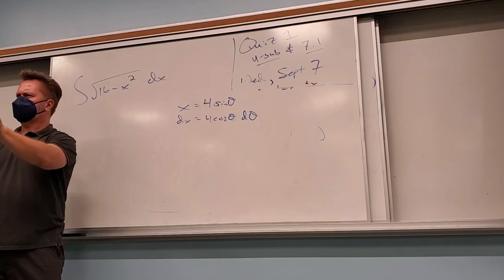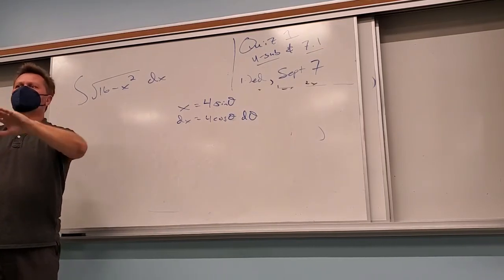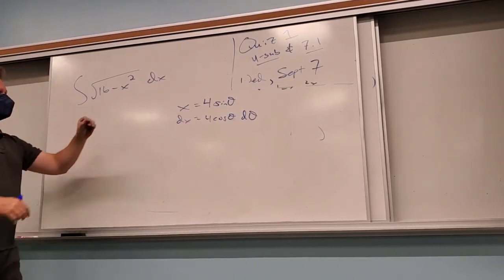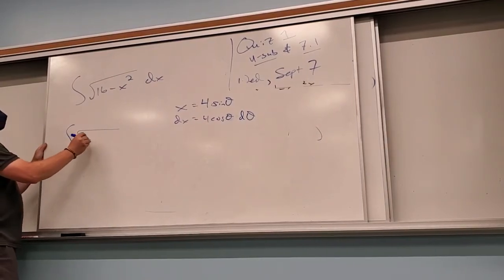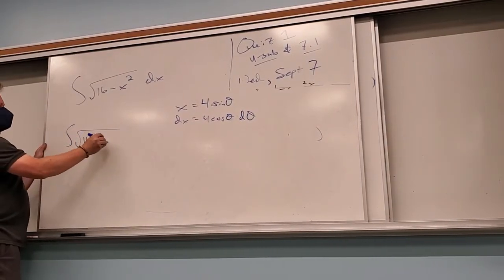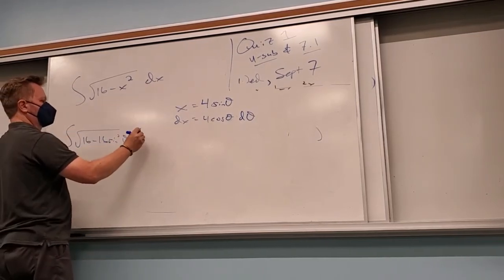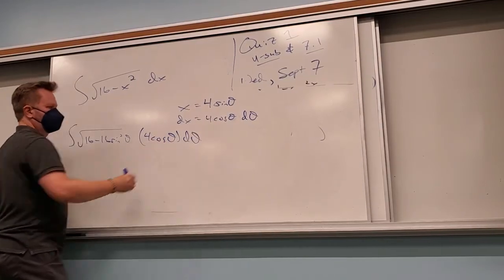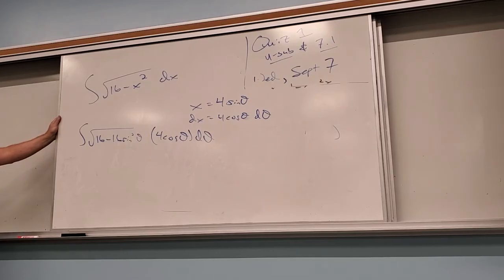So, you guys kind of follow what I'm saying? I'm trying to point out the parts of this that are nice. If you end up hating this, at least that part's nice. You can just put dx in directly. So what happens here? 16 minus 16 sine squared. dx is 4 cosine theta. Right? I like it. I really understand that.